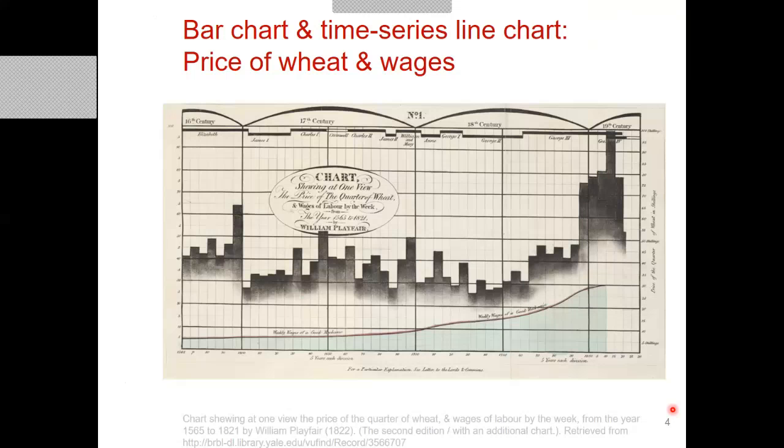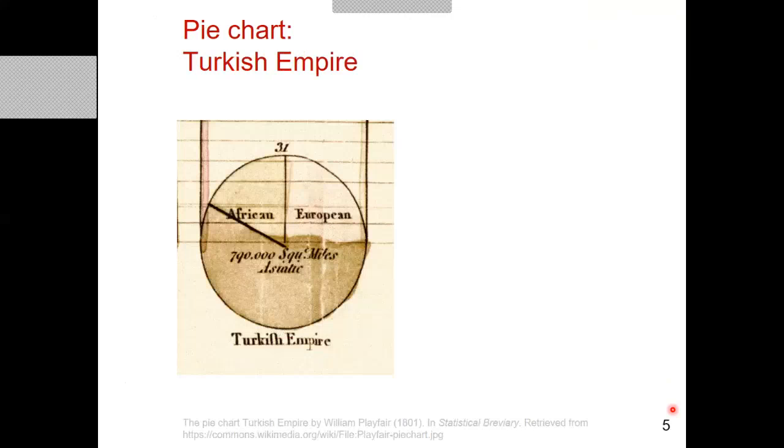Now, we owe also this next classic to William Playfair. It's a pie chart. A chart that shows parts of a whole. And here in our example, and it's Playfair's example from 1801, we have the Turkish Empire, and he shows the proportions of the empire located in Asia, Europe, and Africa.